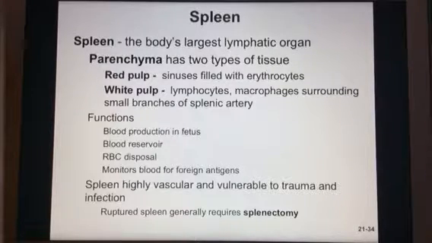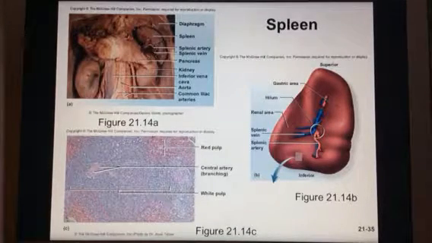The spleen is highly vascular, and so it is vulnerable to trauma and infection. If it's ruptured, that is going to require its removal, which is a splenectomy. And there it is.